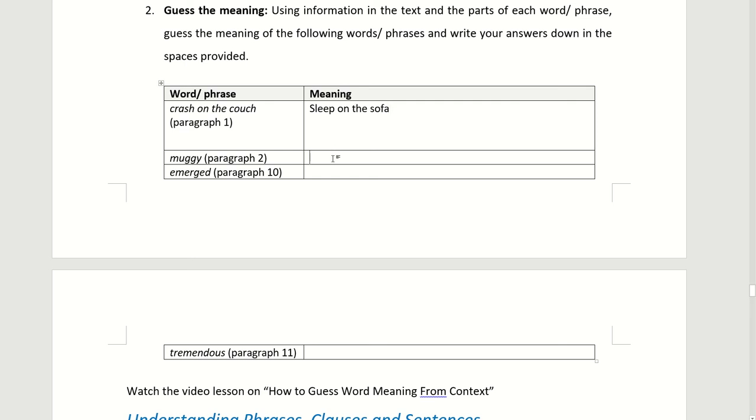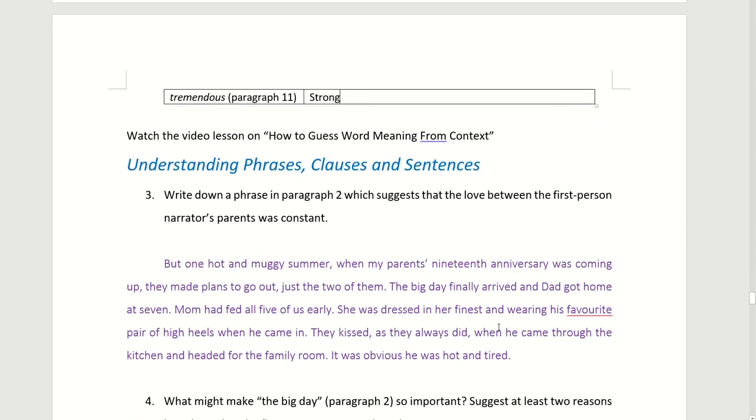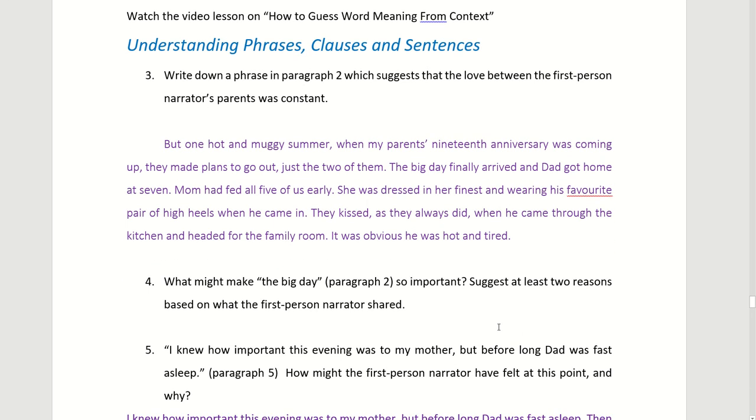Muggy means very humid, or you can say very warm. Okay, emerge means came out of. Tremendous means strong. We have already done that, okay? So, next, understand phrases, clauses, and sentences.